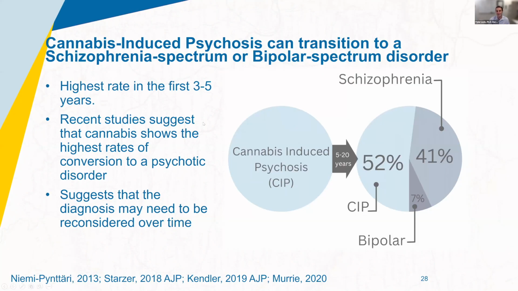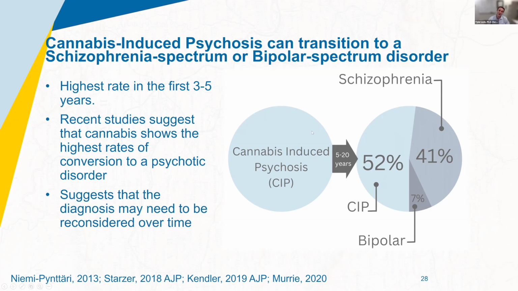And in fact, this has been looked at over time in a few different Scandinavian samples, where they looked at a sample of everyone who'd been diagnosed with a cannabis-induced psychotic disorder. They then followed them over 20 plus years. And what they found was that over half of those people who were initially diagnosed with cannabis-induced psychosis were given a schizophrenia or a bipolar with psychosis diagnosis years later.